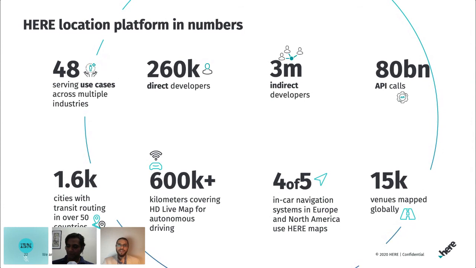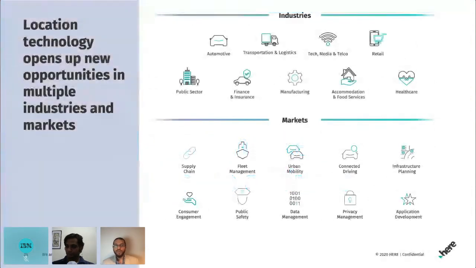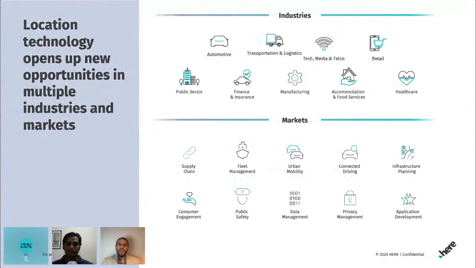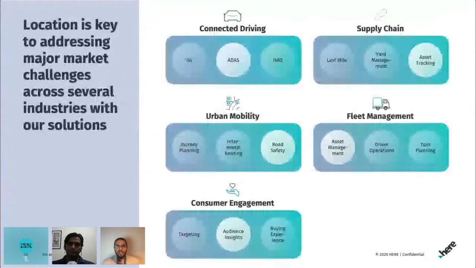Nice. So it's not only automotive, it's different industries and market segments that we are tackling. The good thing about location is that it's everywhere. Automotive is part of it, logistics is part of it, telcos, retail, and healthcare, which we are trying to cover these days with the COVID-19 situation. We have more industry challenges that we are tackling with location services, from automotive, transportation and logistics, to telcos and retail. A lot of challenges come up with fleet management, for example, and urban mobility.